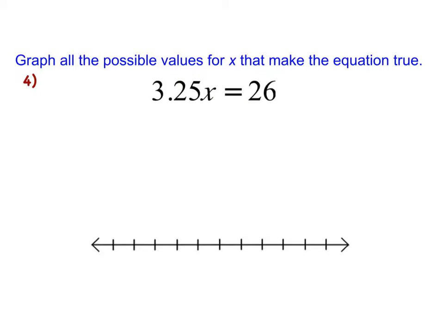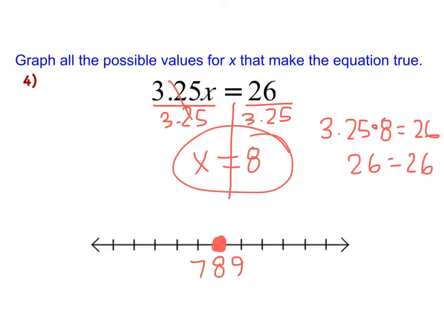Try number 4 on your own. If you're not ready to check quite yet, go ahead and pause the video, and start it back up when you're ready. All right, so with this one, I divided both sides by 3.25. So I got x equals 8. I plugged that back in my original equation, and indeed, both sides balance out. And then I graphed 8 as my value in the middle with a dot on it, and then I put 2 other values on the number line.